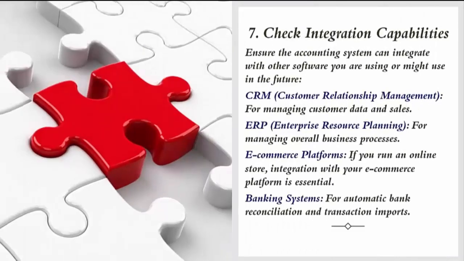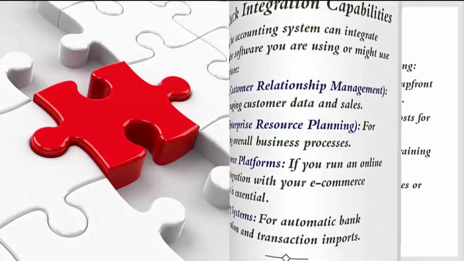7. Check integration capabilities. Ensure the accounting system can integrate with other software you are using or might use in the future. CRM, Customer Relationship Management, for managing customer data and sales. ERP, Enterprise Resource Planning, for managing overall business processes. E-commerce platforms. If you run an online store, integration with your e-commerce platform is essential. Banking systems, for automatic bank reconciliation and transaction imports.